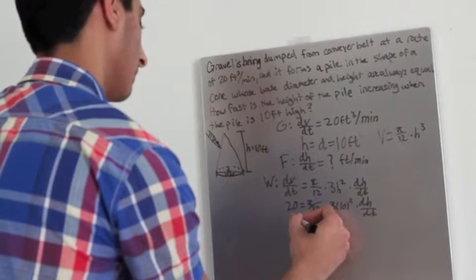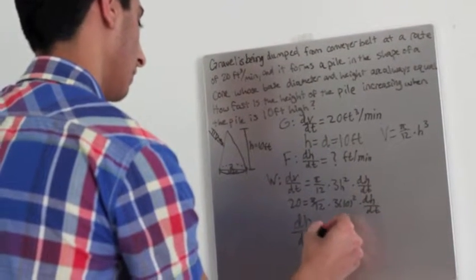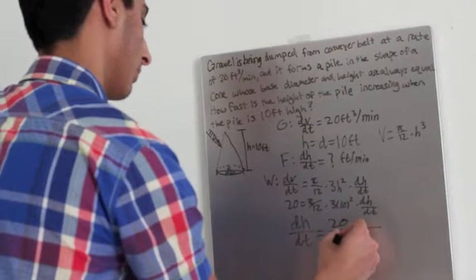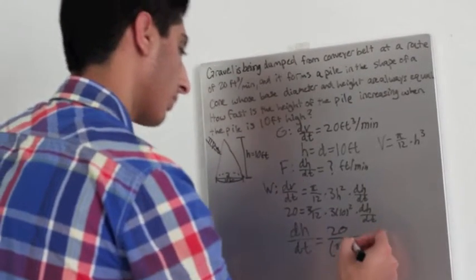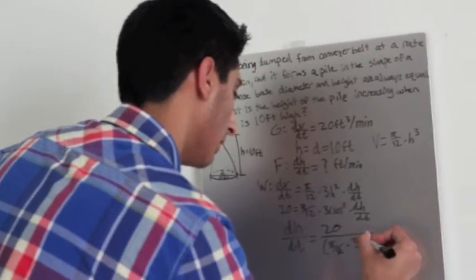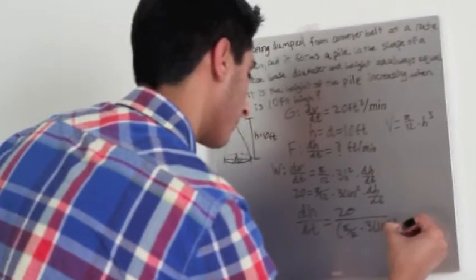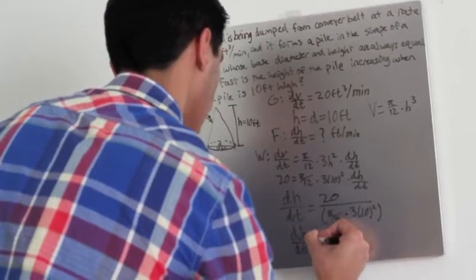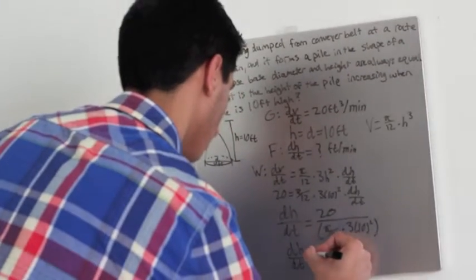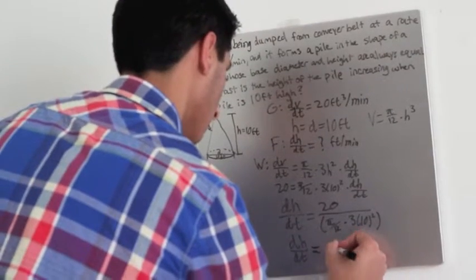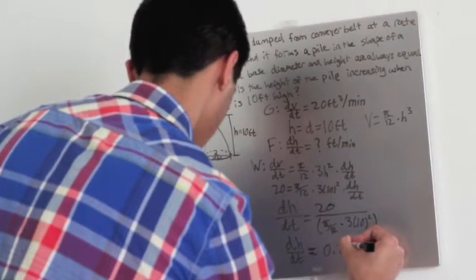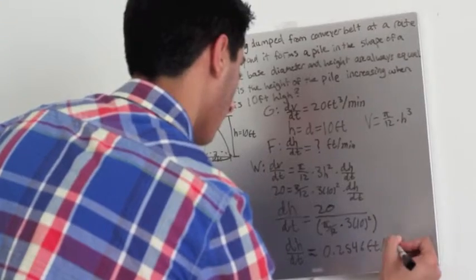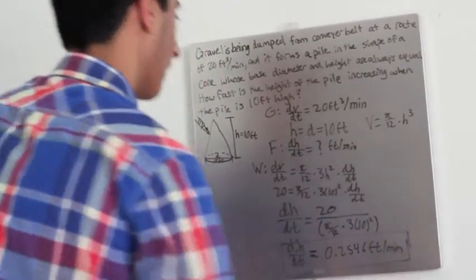Okay? And so now we'll try to find our dh dt. So dh dt equals 20 all over pi over 12 times 3 times 10 squared, and our dh dt approximately equals 0.2546 feet per minute. And that is our final answer.